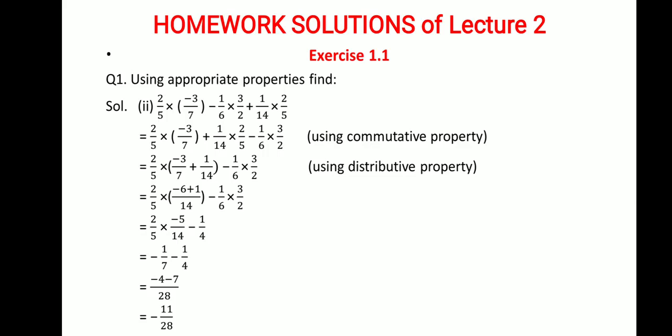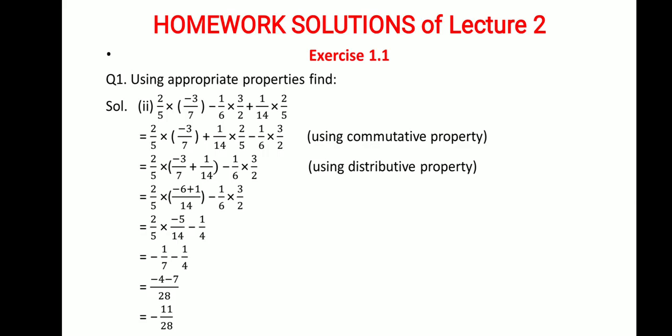Next we have studied the distributive property of multiplication over addition. I gave you the example also: A multiplied by (B plus C) equals A multiplied by B plus A multiplied by C. Same is the case with the distributive property of multiplication over subtraction. In that case, instead of the plus sign, I need to use the minus sign. Now, I hope all these properties are clear to you. Let us come to question number 1, second part.